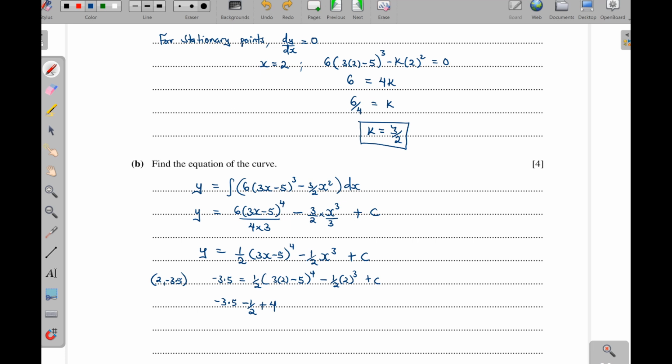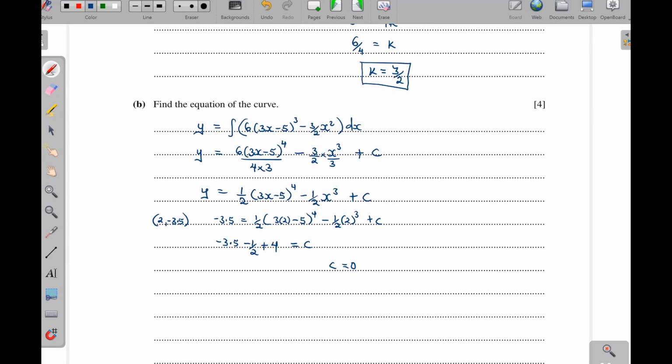And then we get here our answer for c as what? This one is a 4 minus 3.5. You get a 0.5. Now, 0.5 minus a 0.5, isn't that a 0? So that means c is equal to what? 0. So meaning that the equation of that curve is just going to be this one here. So I'll just copy it and then put it here. Then that is my answer.